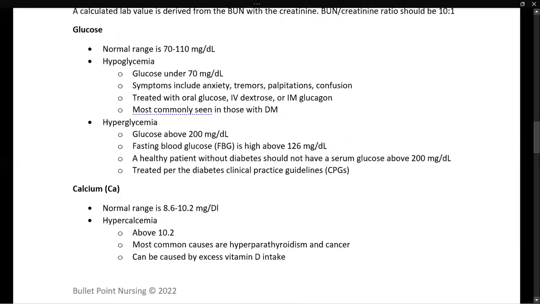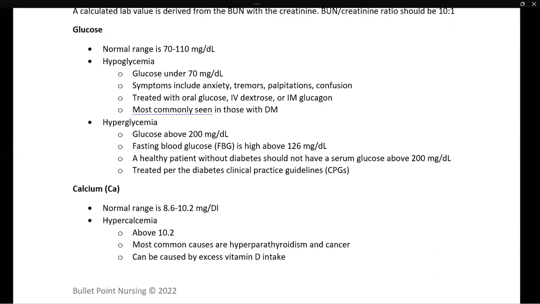Next, we have our glucose. A normal range here is 70 to 110 milligrams per deciliter. And it is called hypoglycemia when a patient has a low glucose. Symptoms of this include anxiety, tremors, palpitations, confusion, and more. This may be treated with oral glucose if the patient is stable and can tolerate that, IV glucose otherwise, or if we don't have IV access, then IM glucagon. Hypoglycemia is almost exclusively seen with patients that have diabetes.